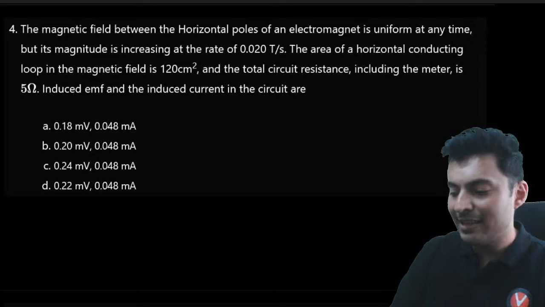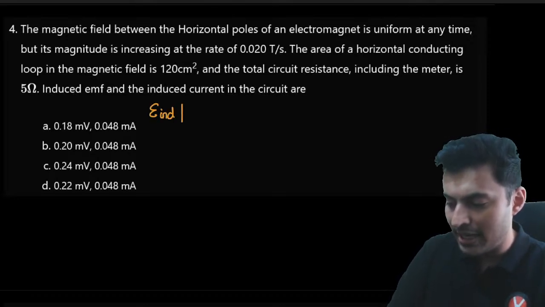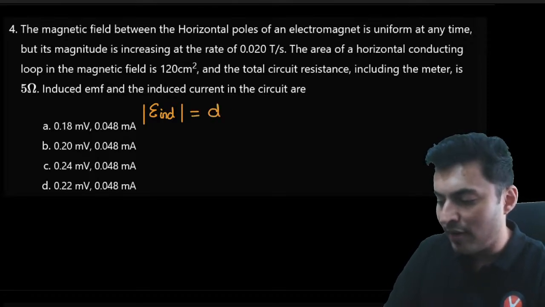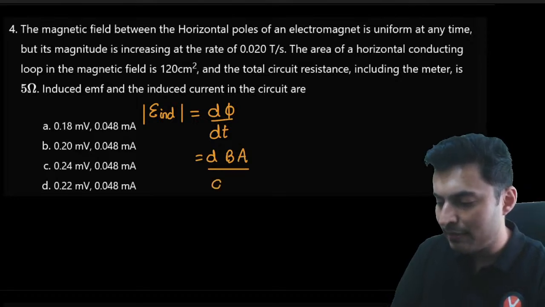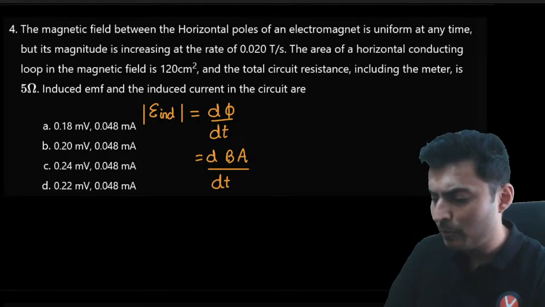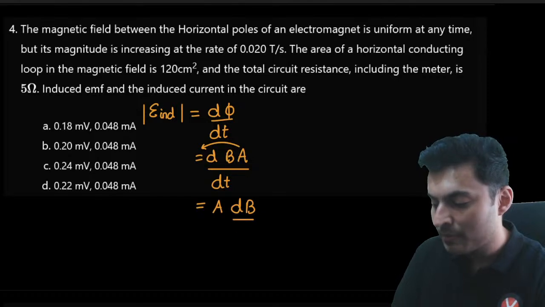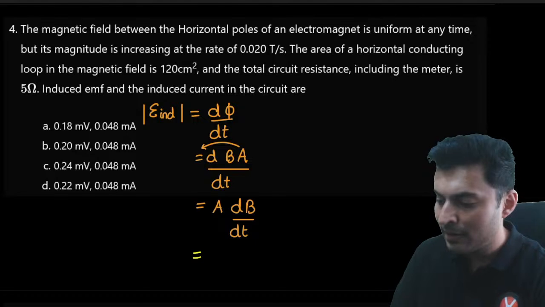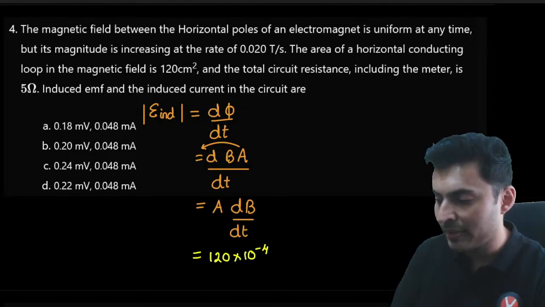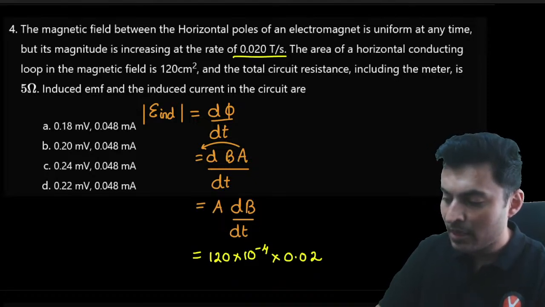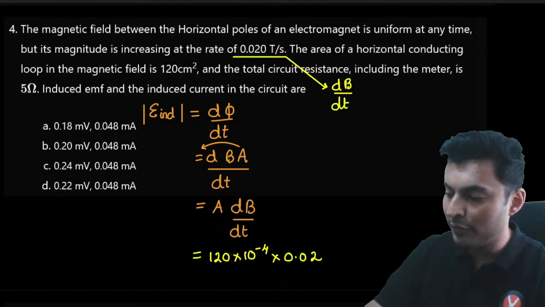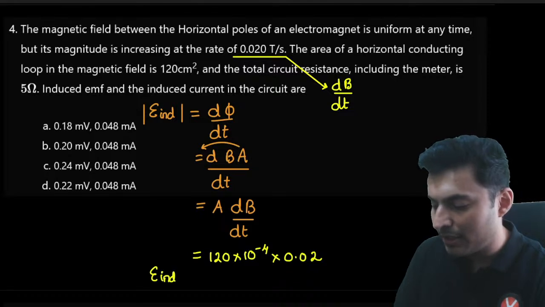Very straightforward. Faraday's law says that the induced EMF magnitude, not the direction, I'm not worried about the minus sign, is d phi by dt. What is phi, you might ask. Flux is magnetic field into area, and that is differentiated with respect to time. Area is not changing, but field is changing. So bring that area outside. It will be A times dB by dt. Now, once I get this, I can substitute the values. What is the area? The area is 120 centimeter square, converted into meter square. What is the field changing at? 0.02. dB by dt is exactly this, the rate of change of magnetic field with respect to time. From this, what you get is the magnitude of the induced EMF.